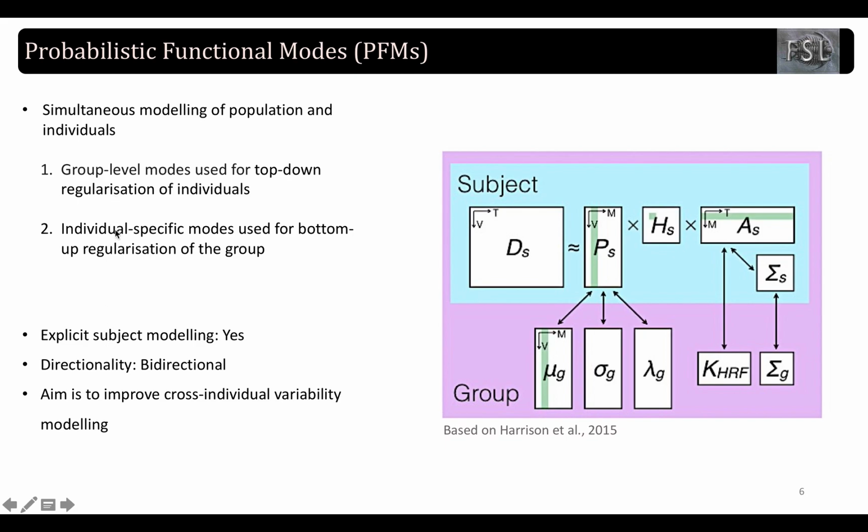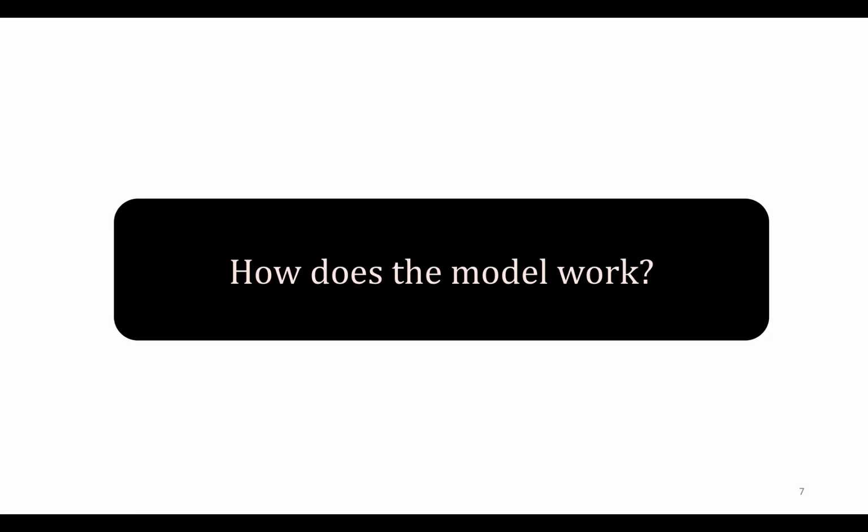By doing this iterative top-down and bottom-up regularization, the model allows for bidirectional flow of information between the population and individuals. Additionally, instead of deriving the subject space around the group, it includes explicit single subject modeling. And therefore, by including these two features, it aims to improve our ability to account for cross-subject variability. Now let's see how this model works.